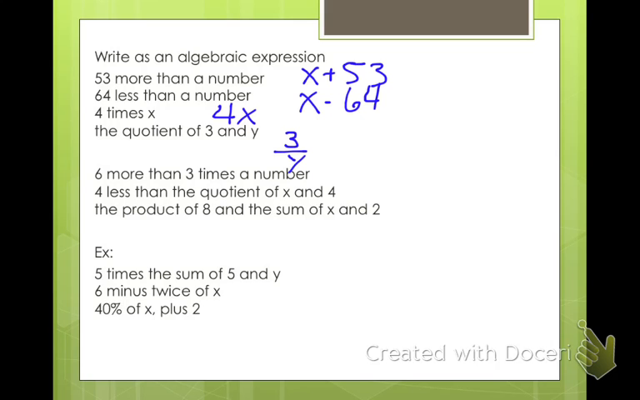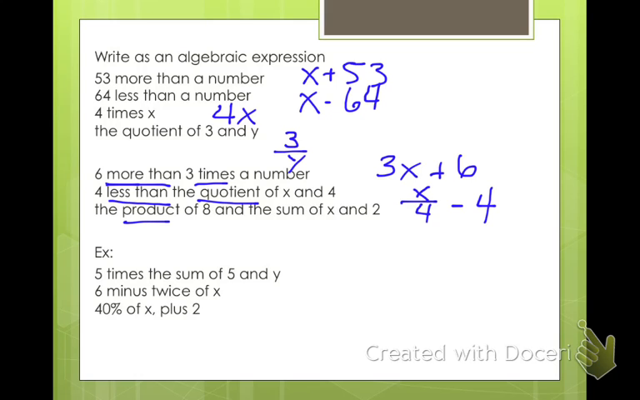These other ones get a little more tricky because we're having two separate operations. So I have 6 more than 3 times a number. Again, more than flips my sign, so I go 3 times a number x, and then plus 6. Less than and quotient, subtraction and division. So I'm going to do x divided by 4 minus 4, because it's 4 less than.